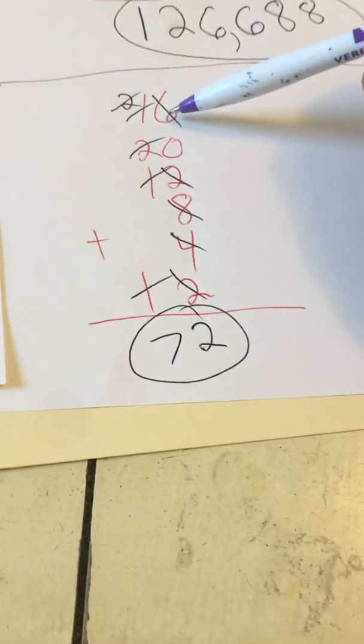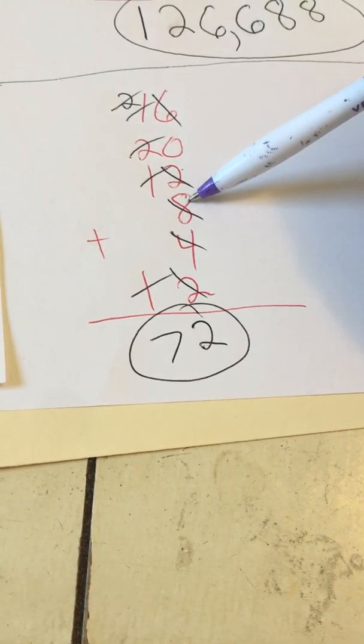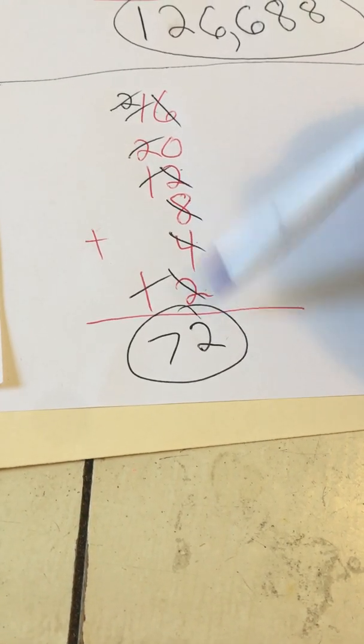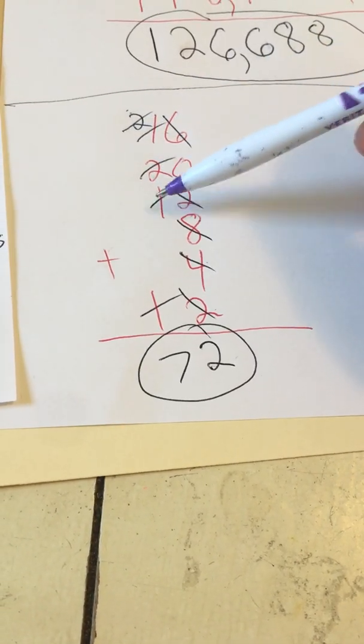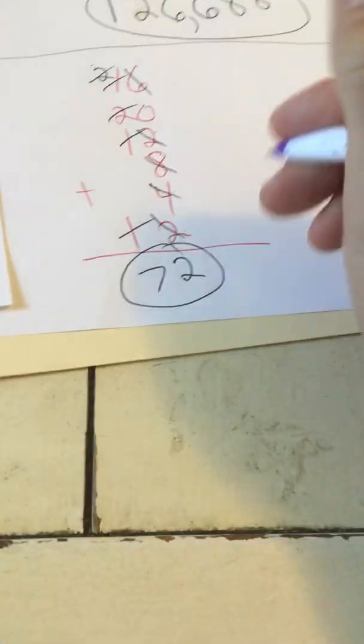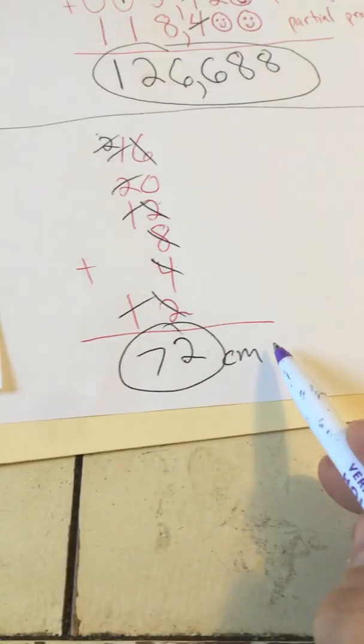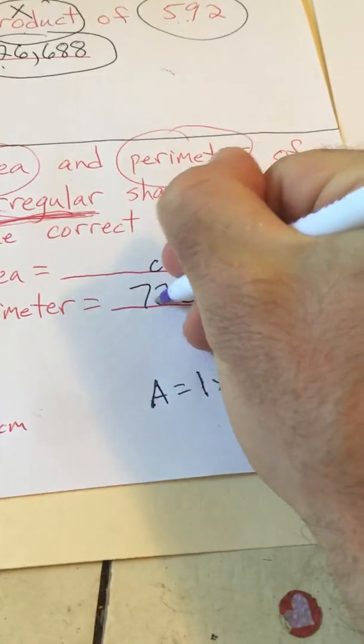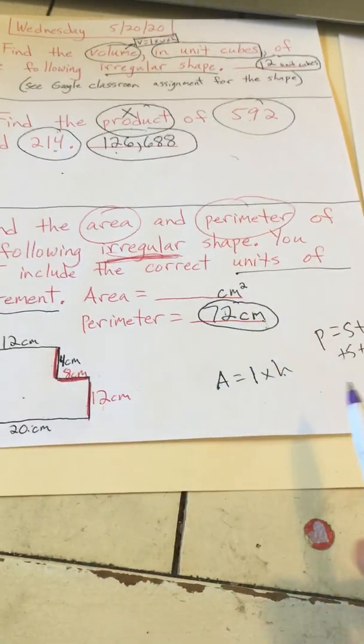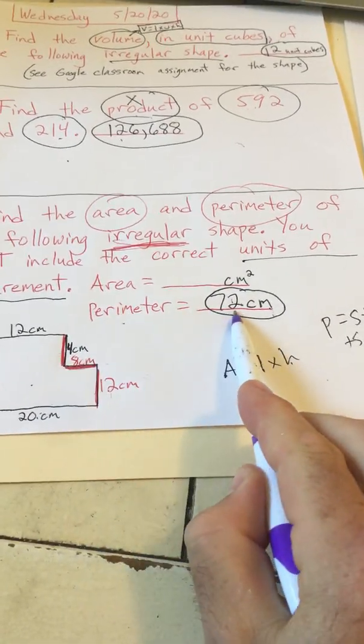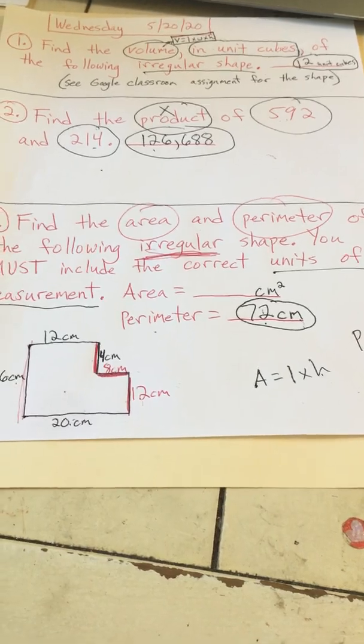And I'm just going to try it again one more time. So 72 centimeters, not centimeters squared, because nothing was multiplied. We just added all the centimeters. So the perimeter of that irregular shape is 72. Make sure you put that next to perimeter, 72 centimeters.